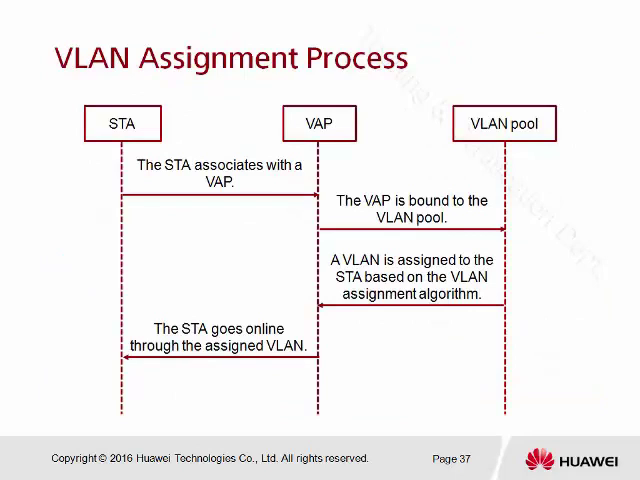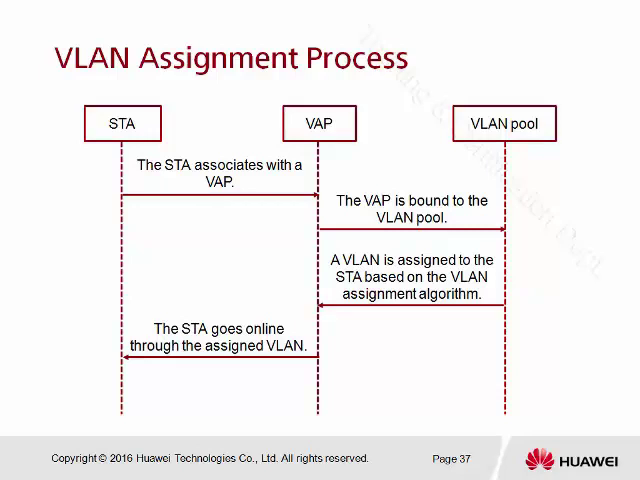The STA will first choose the SSID it wants to connect to. The STA is trying to associate with the current AP. When the AP receives the association message sent from the STA, it sends it to the AC and checks all the valid VLANs bound to the VLAN pool. The VLAN is assigned to the STA based on the VLAN assignment algorithm.